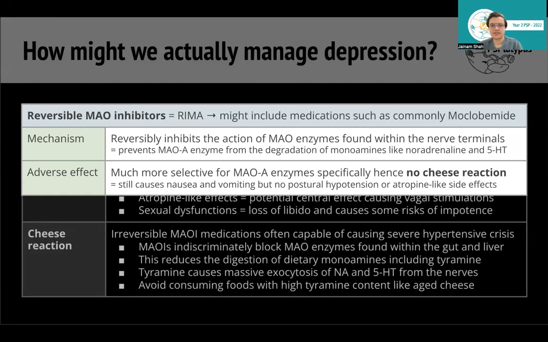So it reversibly inhibits the action of monoamine oxidase A enzymes found within the nerve terminals. So essentially achieves the same thing, but it's reversible. And it's much more selective for monoamine oxidase A, which means that there's no cheese reaction. It still can cause a little bit of nausea and vomiting, but because there's no cheese reaction and there's none of the other non-specific effects, you don't get postural hypotension and you don't get atropine-like side effects.